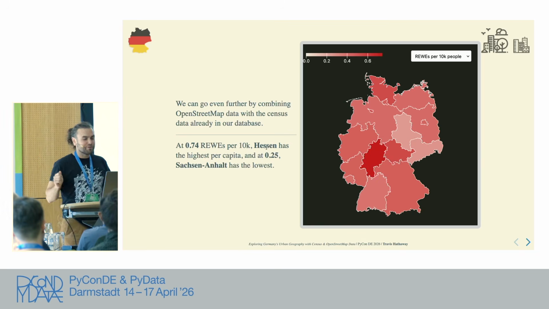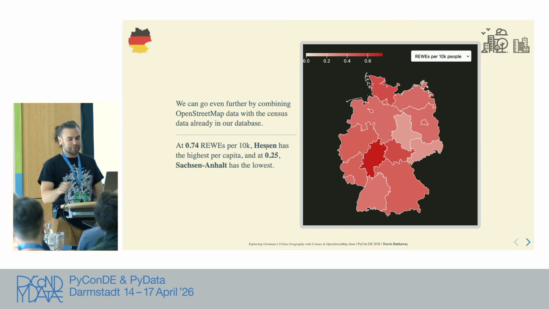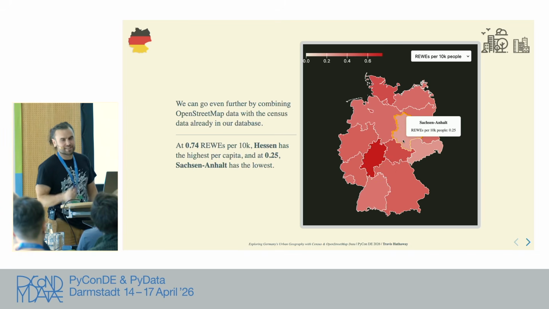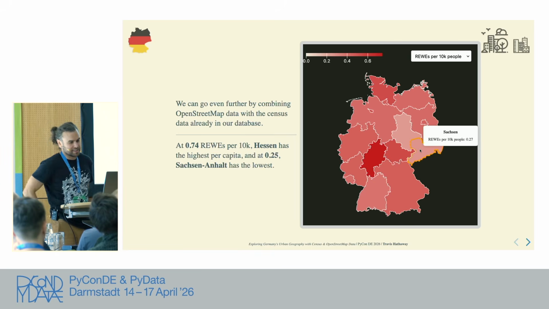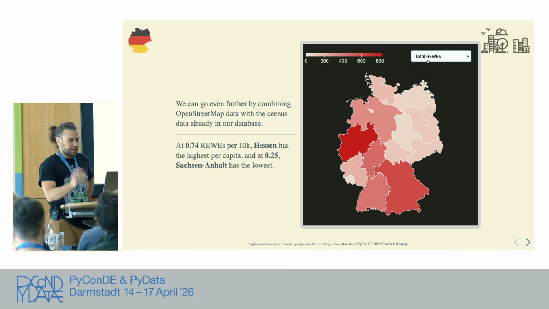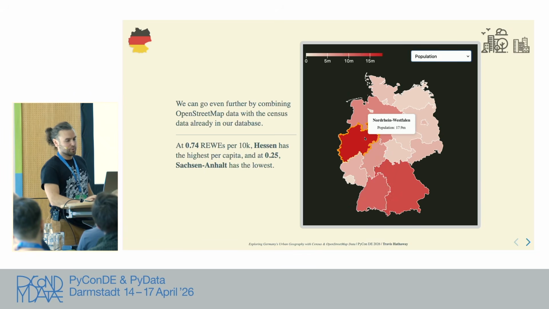At 0.74 Revas per 10,000 people, you have the most in the entirety of Germany. And the Bundesland with the least is Sachsen-Anhalt. But obviously, Sachsen is not far behind with 0.27. And then if you look at total Revas, obviously Nordrhein-Westfalen wins at 828, but they also have the most population.